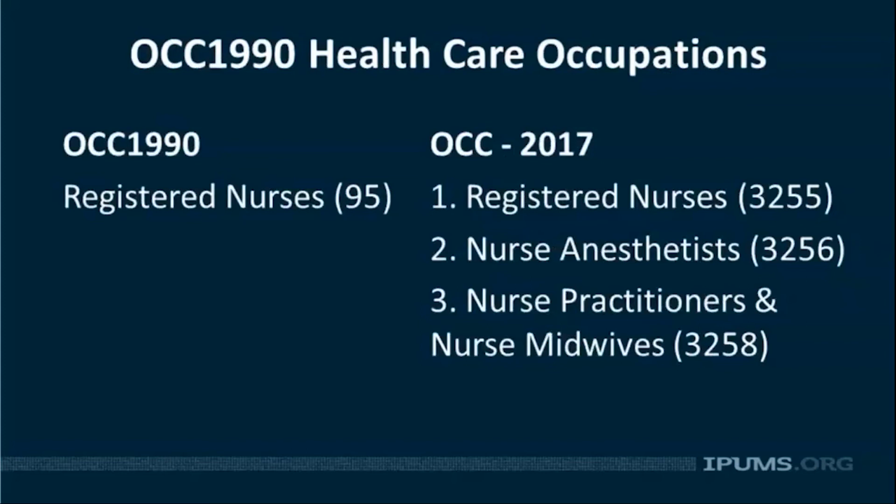So if you wanted to look at change in the composition of the health workforce, you would have to navigate these occupation changes. Here's an example of how we do that during the harmonization process. You can see that 3 occupations in 2017 were combined into one OCC 1990 code during the harmonization process. So registered nurses, nurse anesthetists, and nurse practitioners and nurse midwives were all coded as registered nurses in 1990. So if you want to specifically study nurse practitioners and nurse midwives, OCC 1990 isn't going to work for you. You can't identify just those types of nurses, but the detailed and unharmonized 2017 occupation data will work just fine.